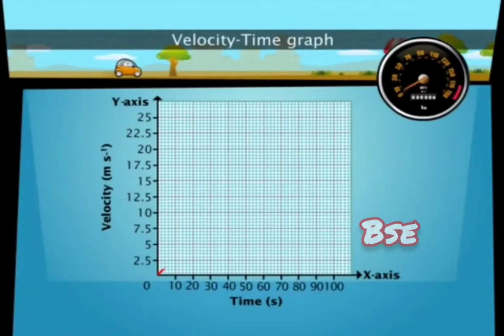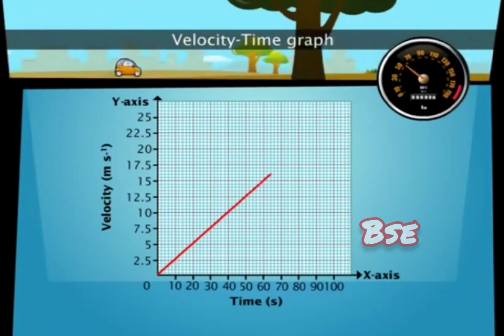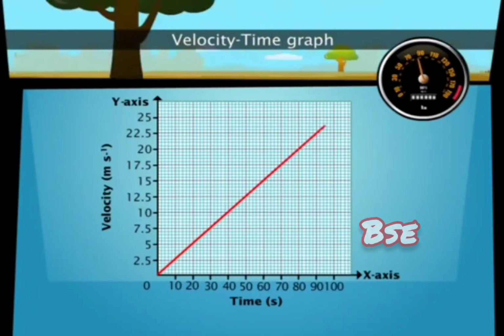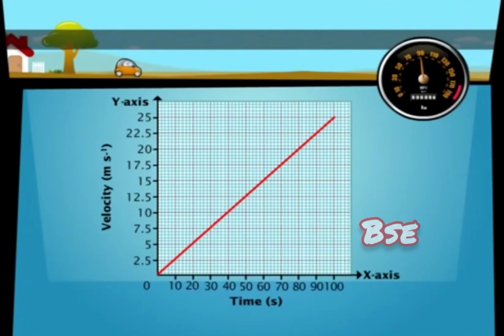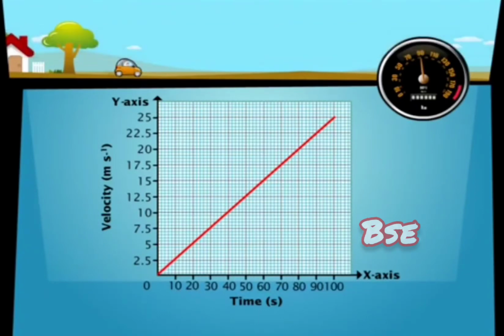The car begins its motion from rest and acquires a speed of 90 km per hour in a period of 100 seconds. This graph depicts how velocity increases over a period of time. From this graph, you can find the velocity of the car at any given point in time. For example, at 100 seconds, the velocity was 25 meters per second. Note that this graph shows velocity in meters per second.